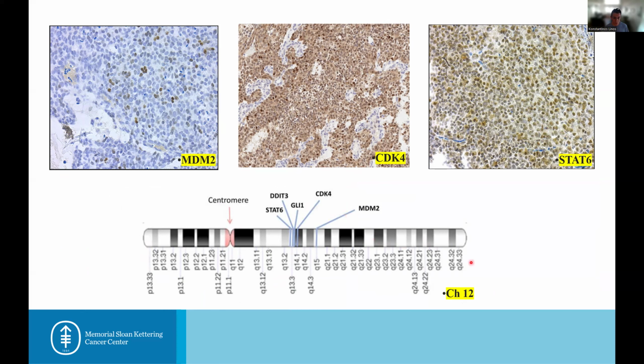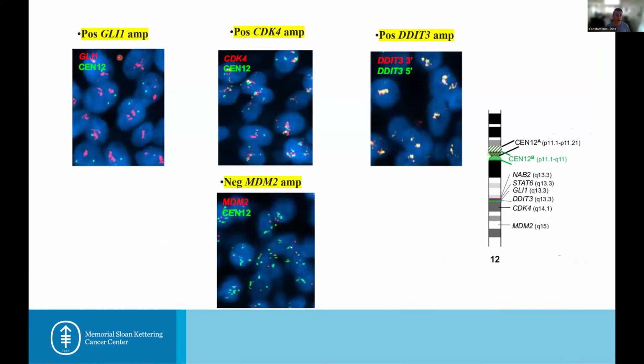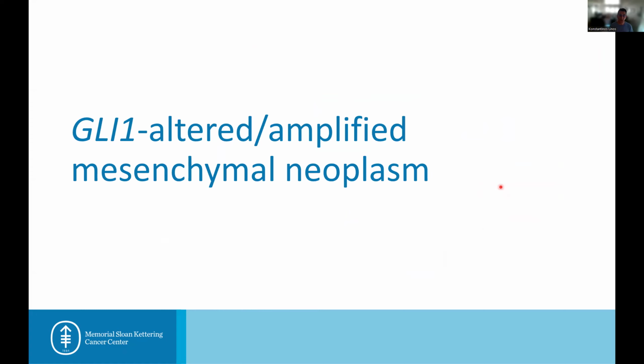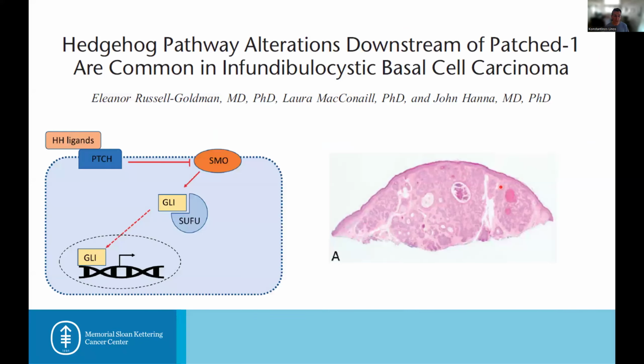And if you actually look at chromosome 12, you see that these genes, STAT6, DDIT3, GLI1, MDM2, are all, we think, very close together on chromosome 12. Further investigation of this case showed amplification of CDK4, DDIT3, the MDM2 was not amplified, it's a little bit further, and the GLI1 gene was also amplified. So this is a case of GLI1 altered amplified mesenchymal neoplasm. It's a relatively new entity, a hot topic. A lot of people are still working on this entity.